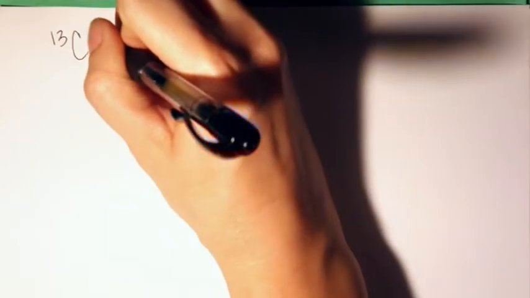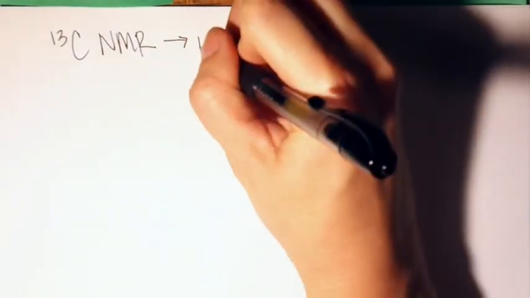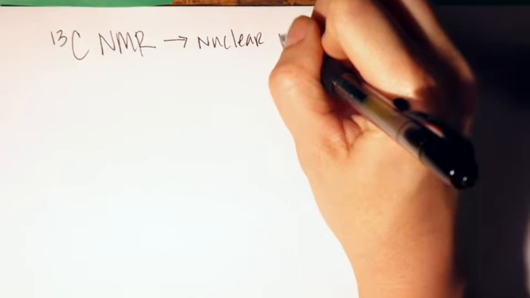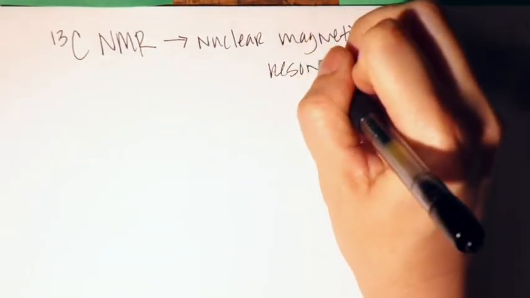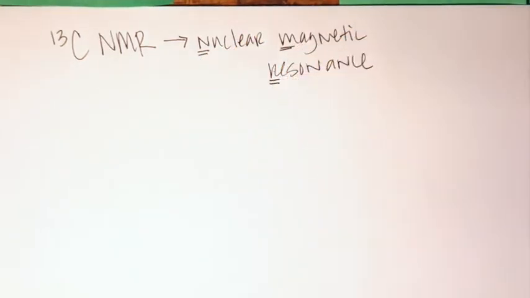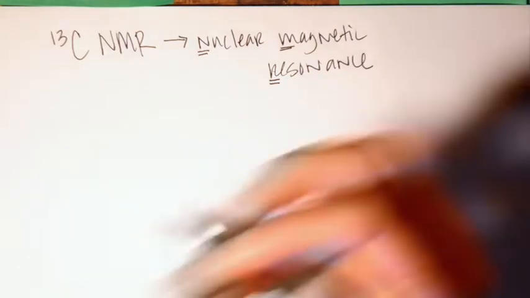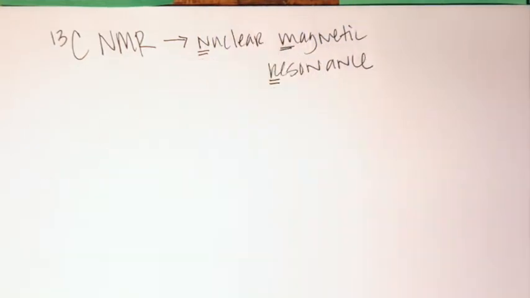All right, so first we're going to talk about C13 NMR. And again, what NMR is, nuclear magnetic resonance. And so that's the NMR. And so this is the same technology they use in MRI machines, where MRI stands for magnetic resonance imaging. They actually took the word nuclear out of there just because people don't like that term.